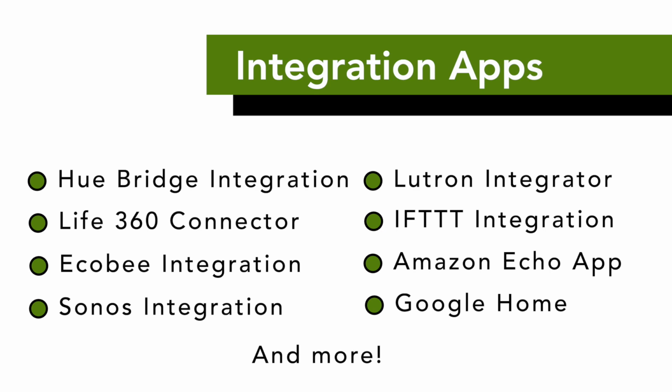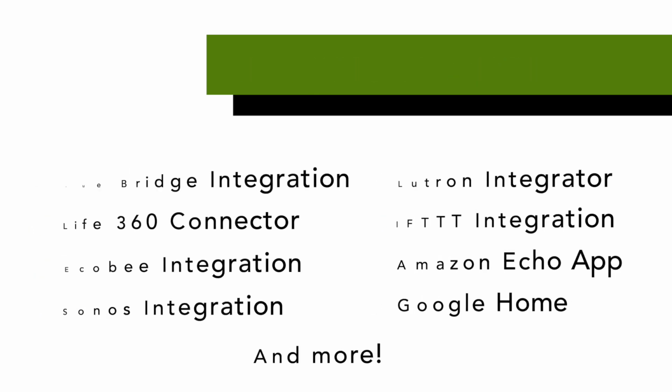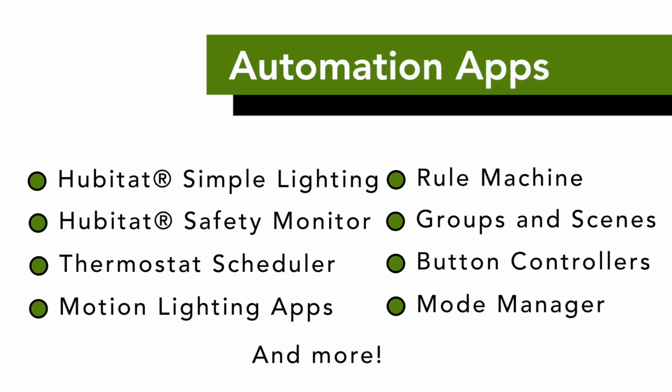Integration apps are used to connect devices through your local area network, such as Lutron switches or cloud-based devices like Amazon Echo. Automation apps are where the real magic of Hubitat Elevation happens, allowing you to automate your devices in a variety of different ways.